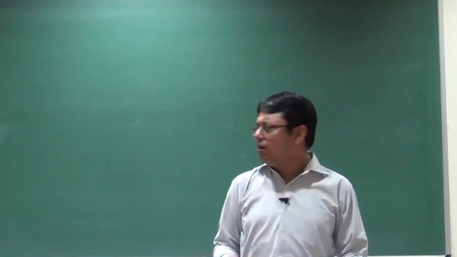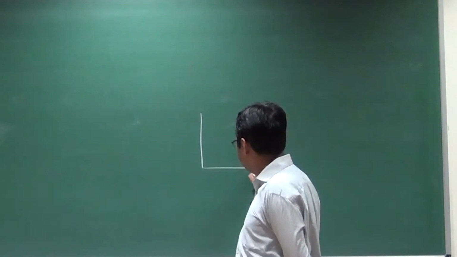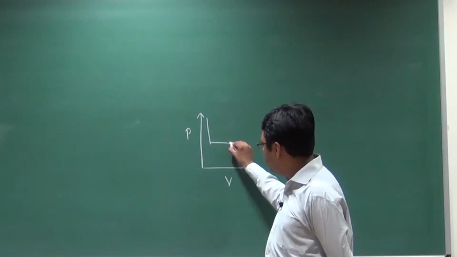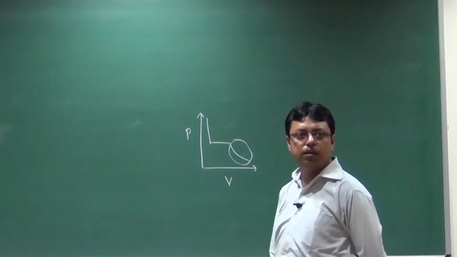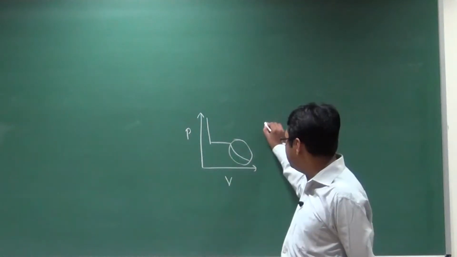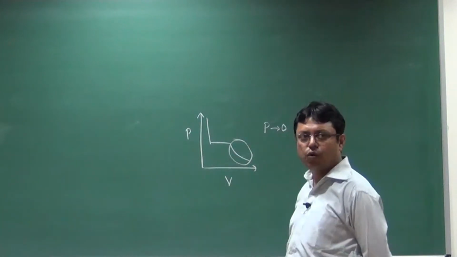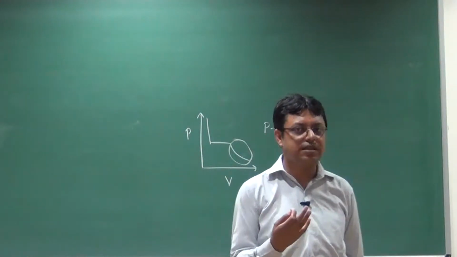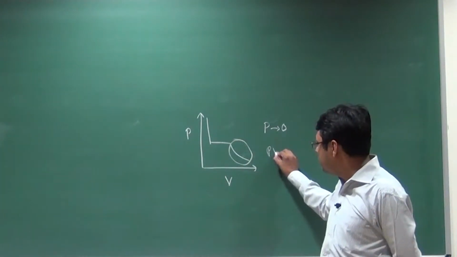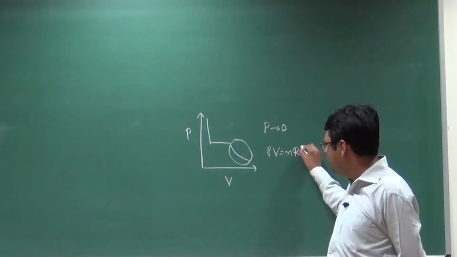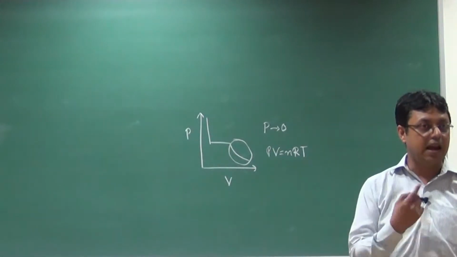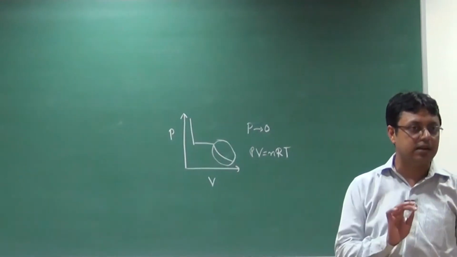Like Andrews' curve, where we drew the isotherms, and we said that in a very low pressure region, every gas behaves ideally, right? So all real gases will behave ideally at low pressure. Which means an ideal gas is something which behaves ideally in the sense that it obeys the ideal gas law at all pressures. If it behaves ideally at all pressures, then it's an ideal gas.